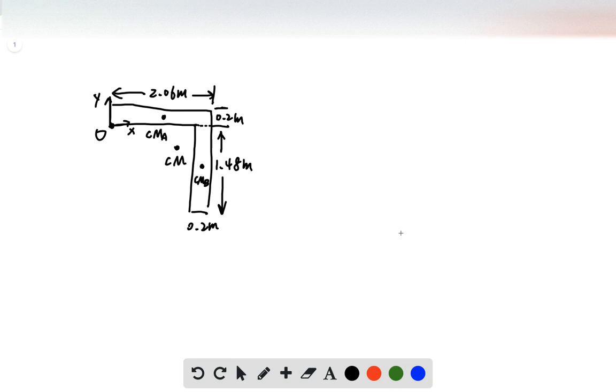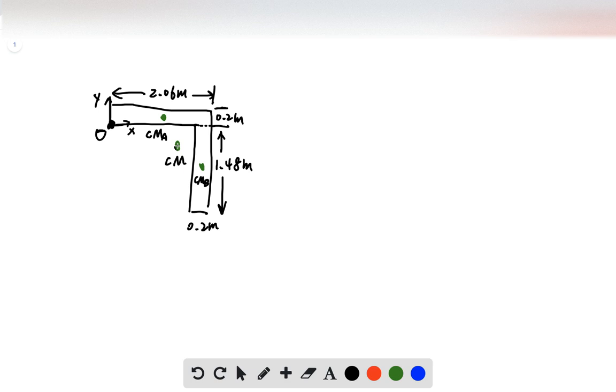So in this question, we have this thin L-shaped construction, and we're trying to find the center of mass of this object. We have our origin over here, and this is the reference point we'll use. At first, this looks like a very strange object, but the question gives us 3 points, which is CMA, CMB, and CM. And this is a hint that we should be looking for these 3 parts separately.